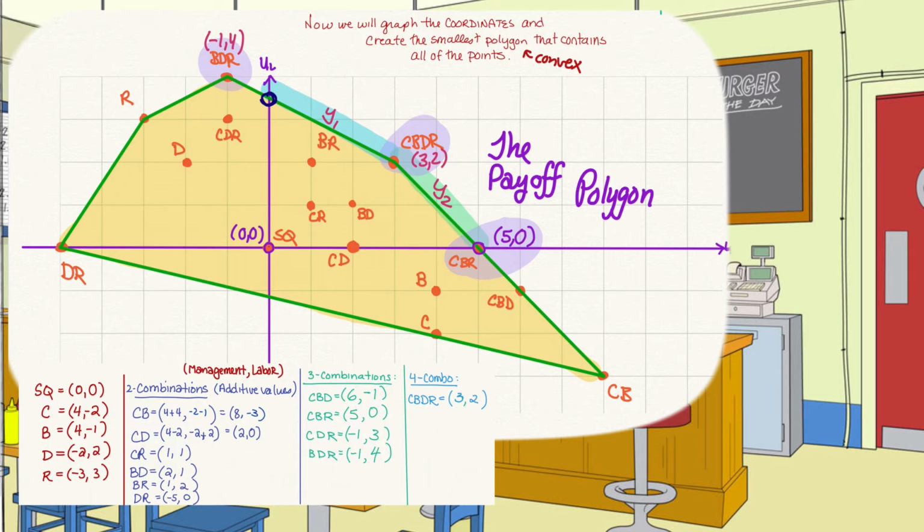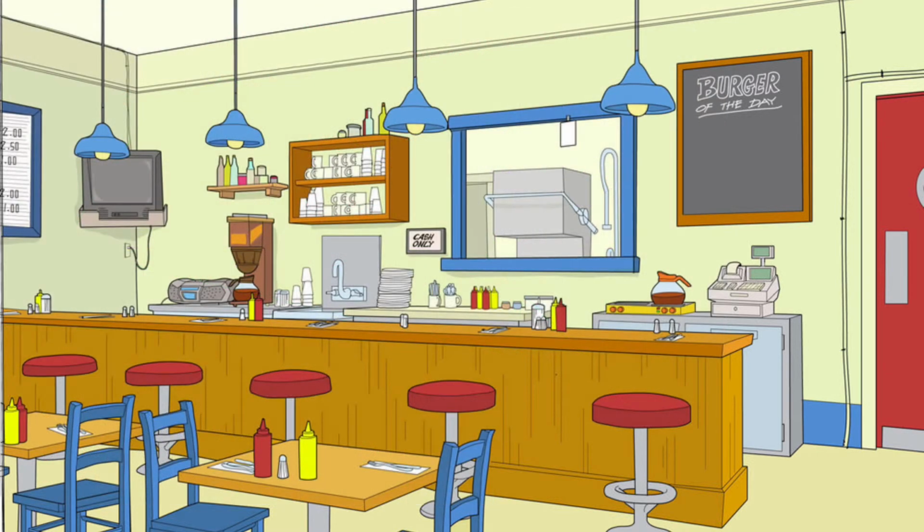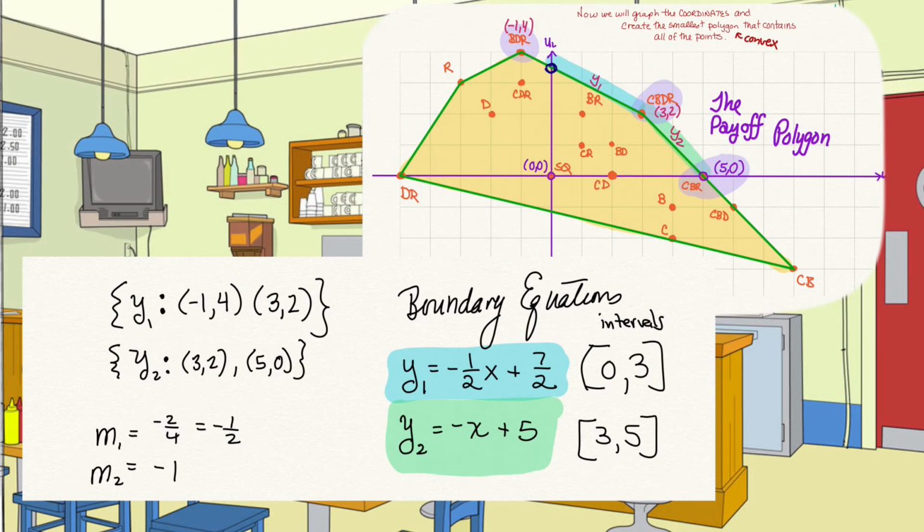If you recall, the equation of a line is of the form y equals mx plus b, where we can find the slope by taking the rise over the run, or the difference of the y's over the difference of the x values in our coordinate system. The equations for the boundary are: y1 is -1/2 x plus 7/2, on the interval from 0 to 3, keeping us within the first quadrant; y2 is -x plus 5, on the interval from 3 to 5, again keeping us within the first quadrant.